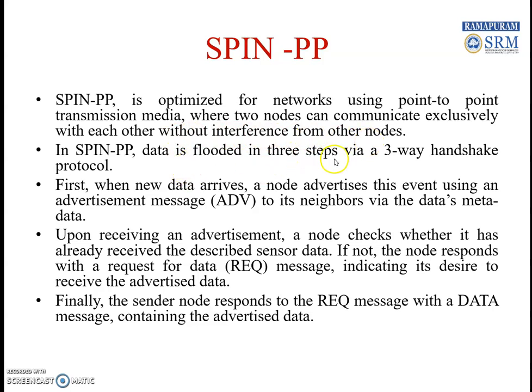In this protocol, it uses a three-way handshake protocol: advertisement, request, and then data. When new data arrives at a particular node, it advertises this event via an advertisement message to its neighbors. Upon receiving this advertisement message, a node checks whether it has already received that particular data packet, and only if it has not received the data packet already, it responds with a request message. Once the request message is received by the sender node, it sends the data only to that requested node.